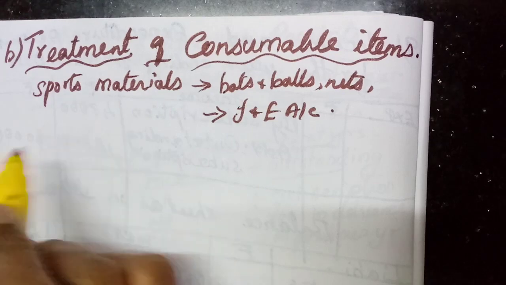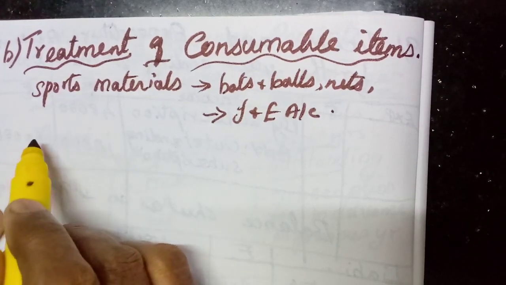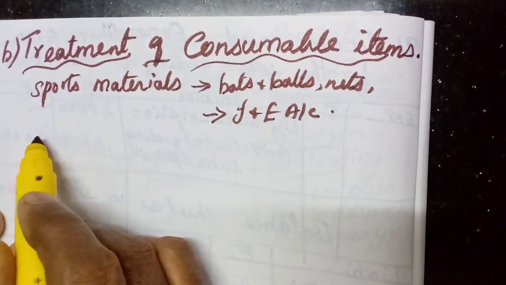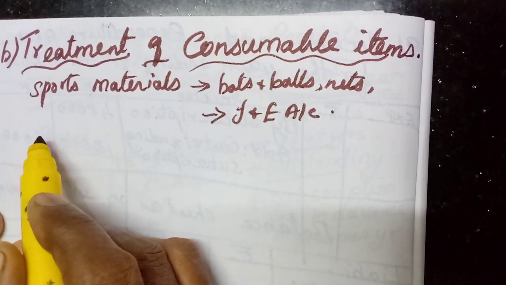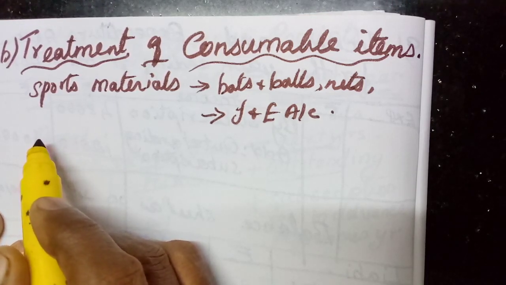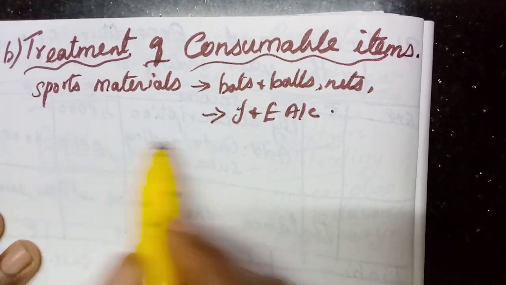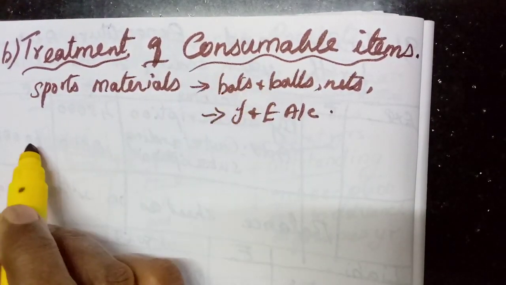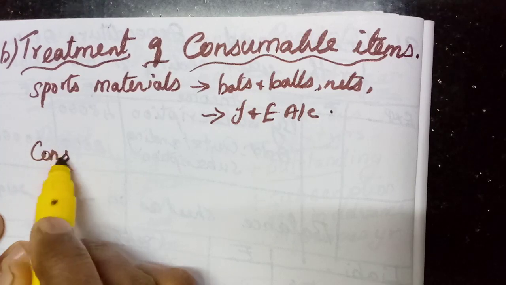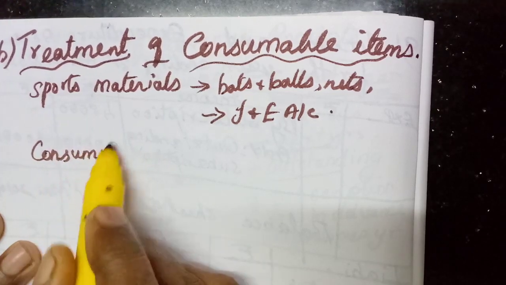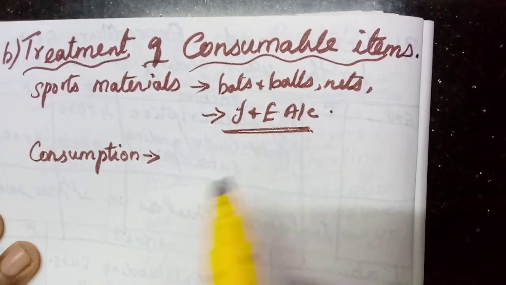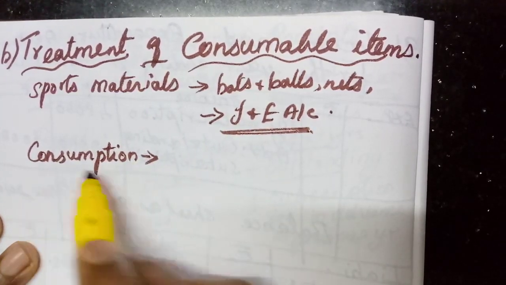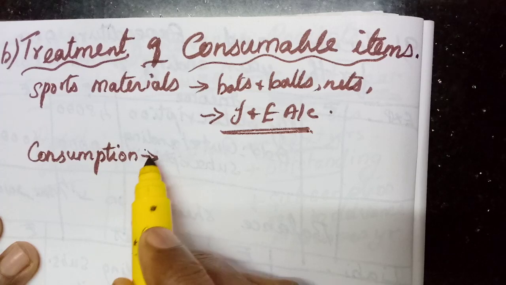Here only one formula you have to learn. Like in the first lesson we learnt closing capital, add drawings, like that one equation you have to learn. Here, how much we have consumed or how much we have used, that only must be written in the income and expenditure account. So we need to calculate the consumption.